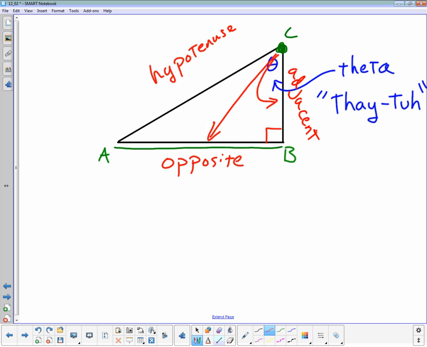So you have an opposite side, you have an adjacent side, and you have a hypotenuse. And all triangles, no matter where you're standing, whether you're standing at A or whether you're standing at C, has got a side that's opposite you. You got a side that's adjacent to you. And the hypotenuse is always the hypotenuse. So it's really a question of who is the opposite and who is the adjacent?